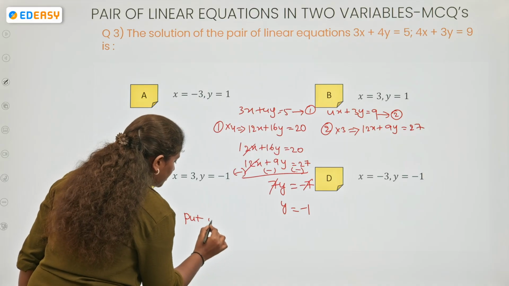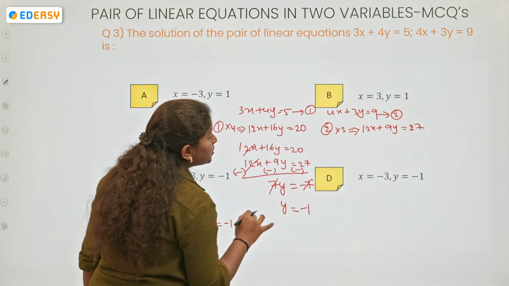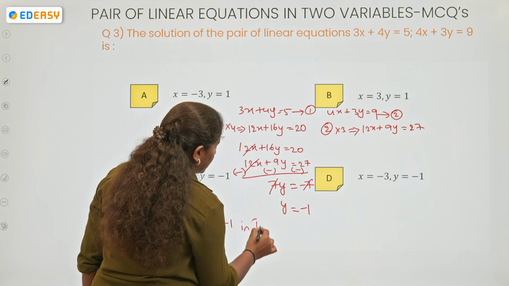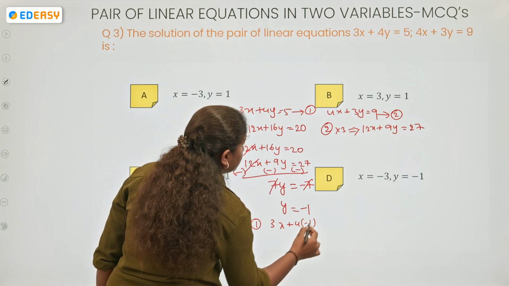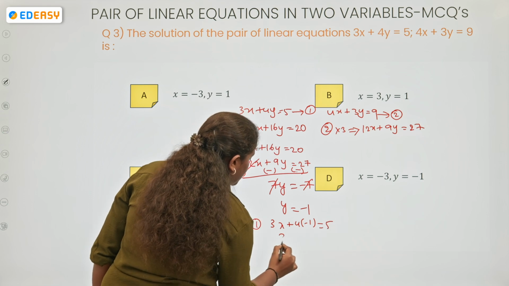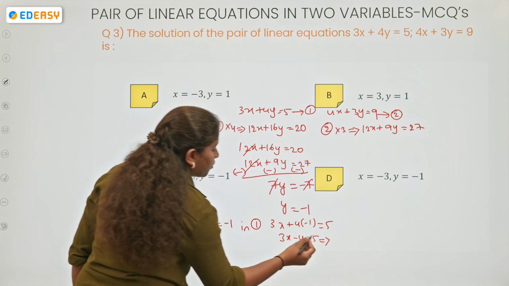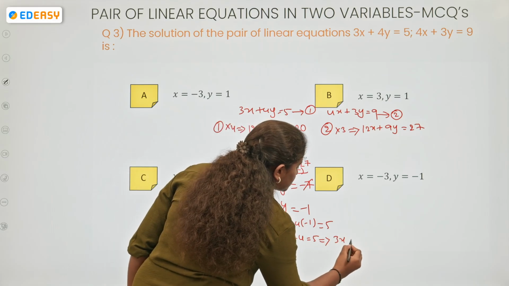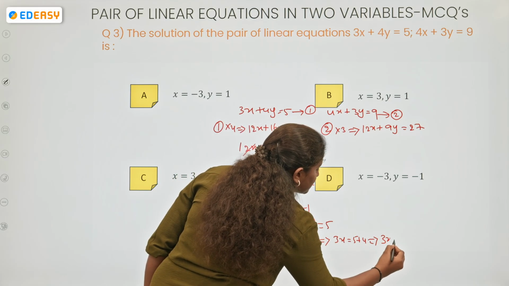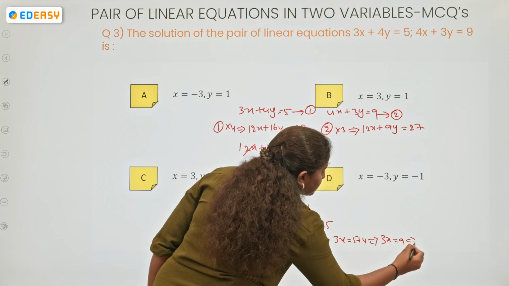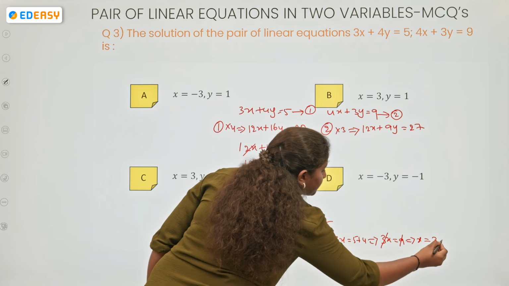Now put y equals to minus 1 in any of your equations. So I am taking equation 1, 3x plus 4 into minus 1 equals to 5. Now 3x minus 4 equals to 5. And minus 4 crossing over, 3x equals to 5 plus 4, which is 3x equals to 9. And from this x equals to 3, will cancel 9 for 3 times.